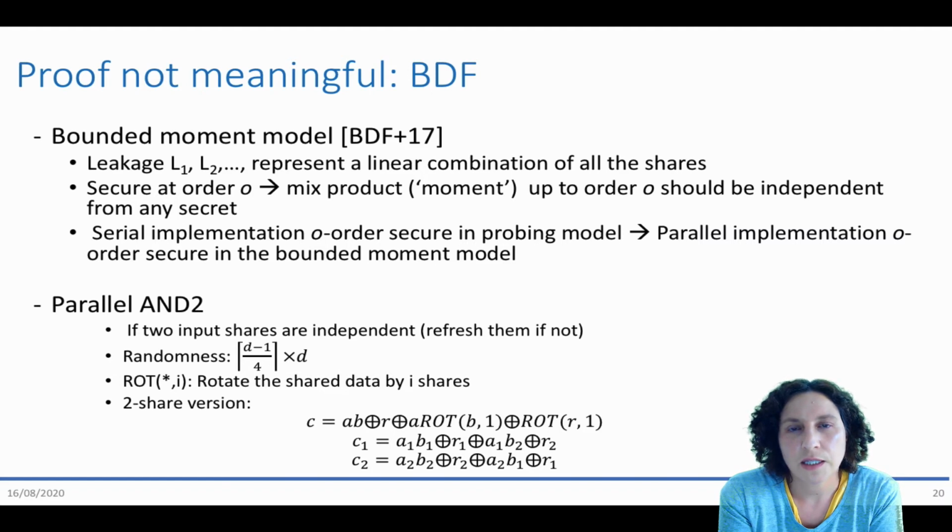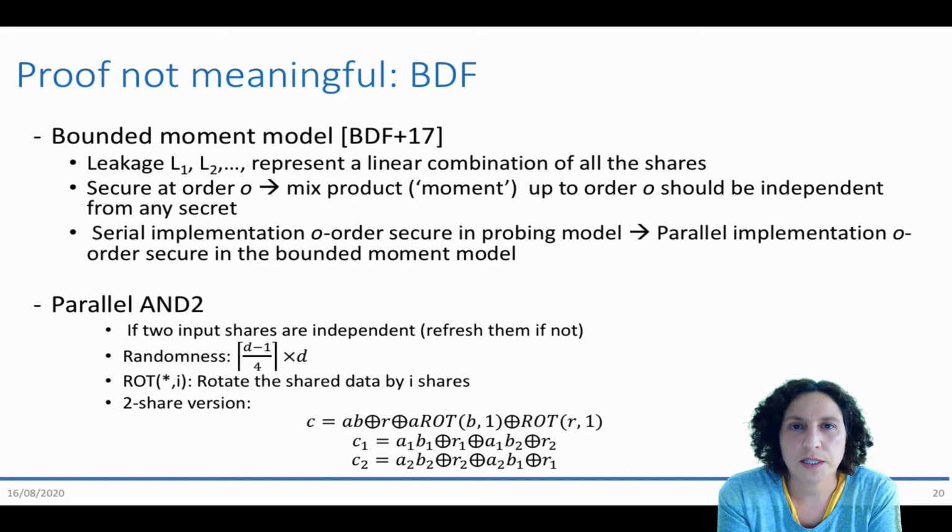And they wondered if that could actually work in a leakage resilient setting. And so what they show is that basically if you can prove a serial implementation of an order masking scheme secure in the probing model, then under certain independence assumptions you can also prove a parallel implementation secure in the bounded moment model. And this is related in terms of the security assumptions. Here the idea is that you only care about leakage up to a certain moment.